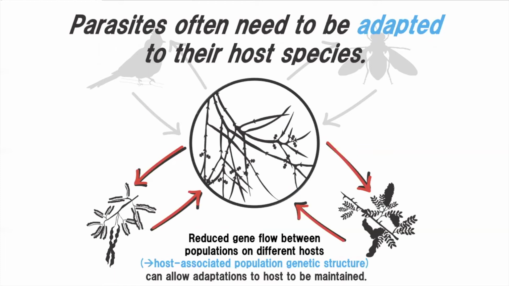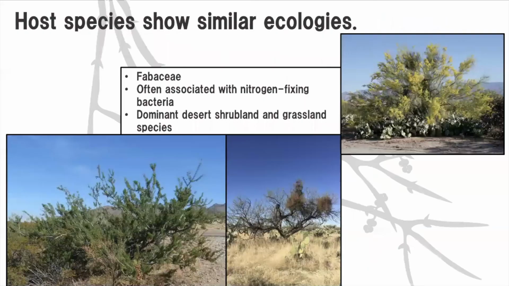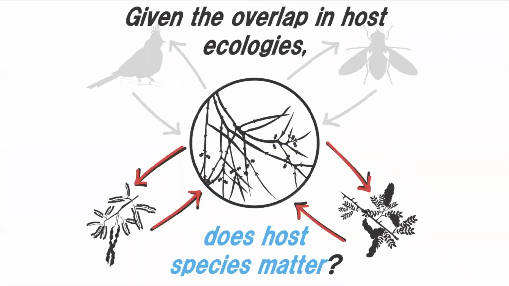So a way that adaptations to host can be maintained is when there is reduced gene flow leading to population structure between populations on different host species. For desert mistletoe, like I said before, it's the Fabaceae, often associated with nitrogen-fixing bacteria, dominant tree and shrub species that mistletoe is primarily parasitizing. So there's a similar ecology to a lot of the hosts.